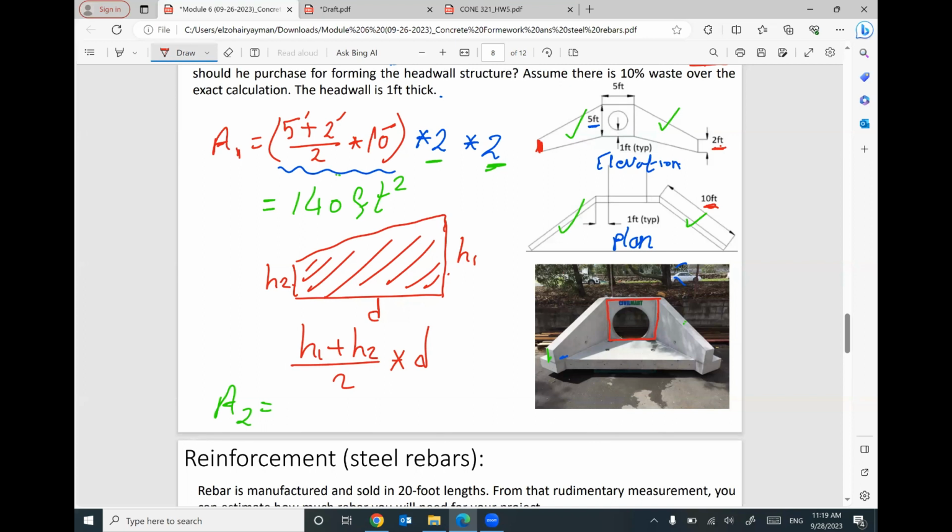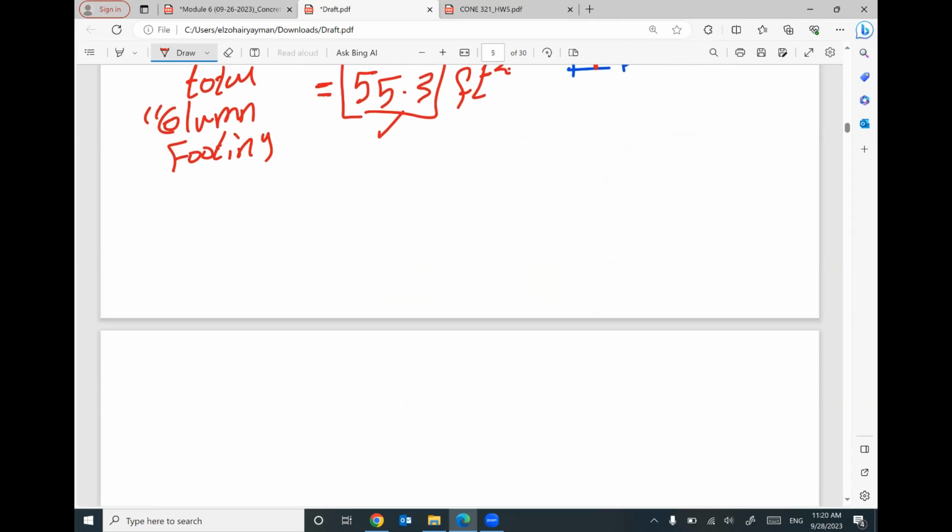So from this side, it looks like a square, 5 feet by 5 feet. Does that make sense? 5 feet by 5 feet. But keep in your mind, I need to subtract the area of the pipe, because the area of this pipe will be an opening, and will not be considered. So the area of any circle with a diameter D equals pi divided by 4 times D squared. If it's radius, it will be pi R squared.